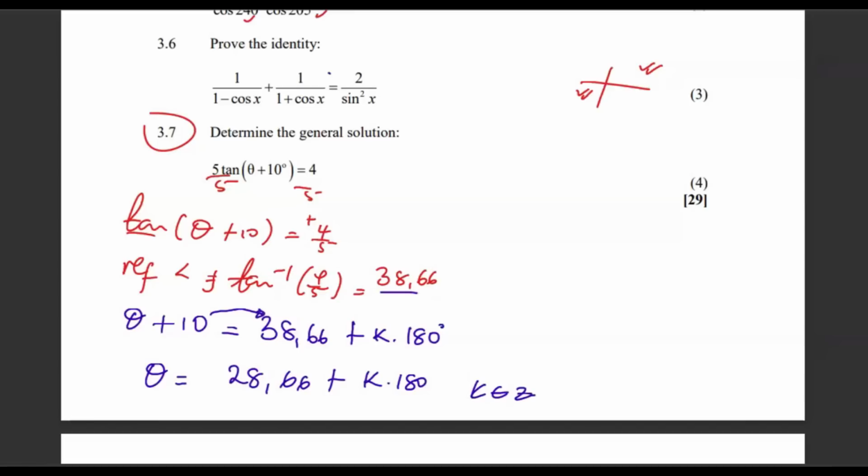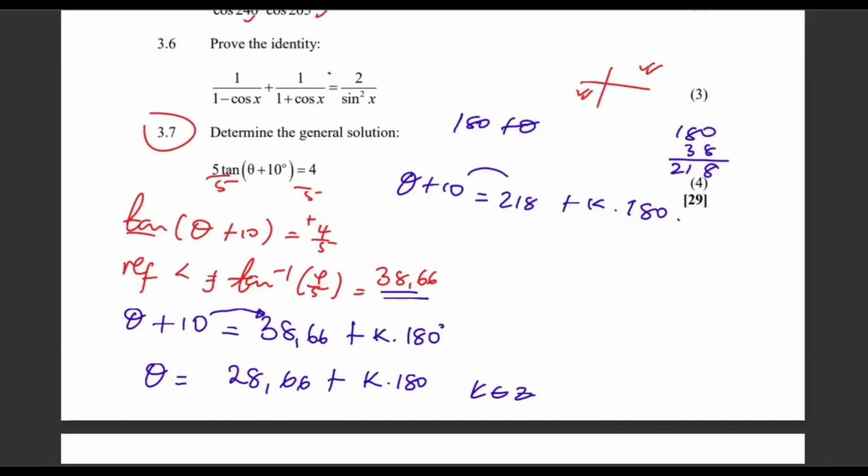Then in the third quadrant, the angle format is 180 plus. So 180 plus 38, we're going to get 218. So theta plus 10 must give us 218 plus k times 180. Move the 10, meaning that the second solution will be 208 plus k times 180, k is an element of integers. So this is what was needed for that particular question. All right, so that is question number 3.